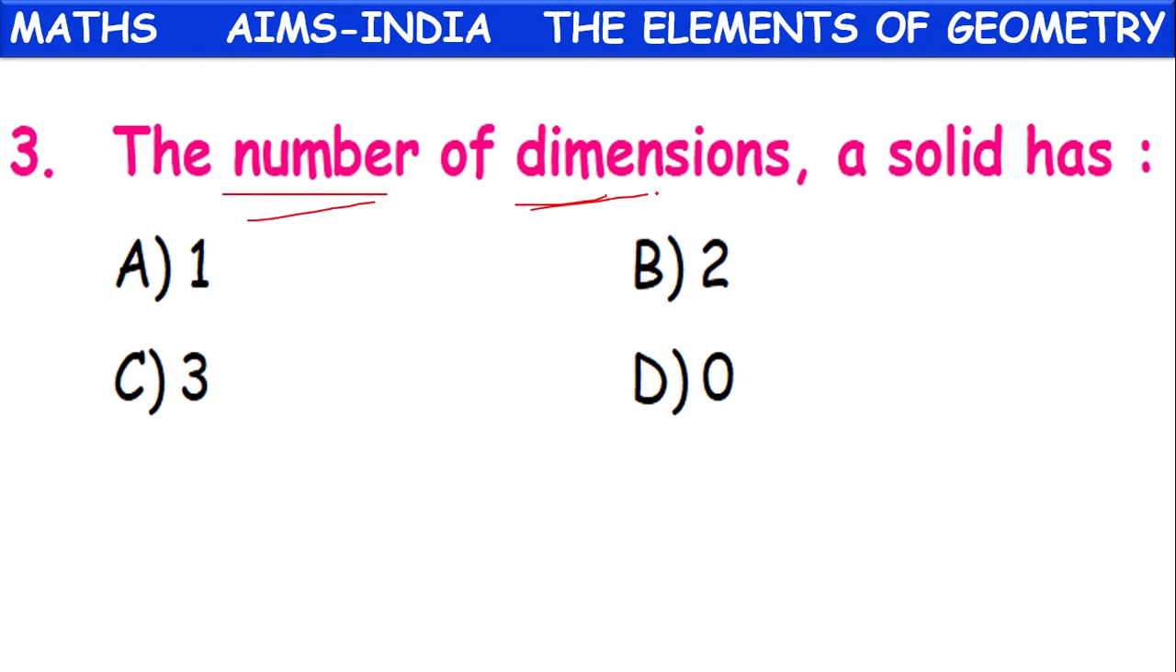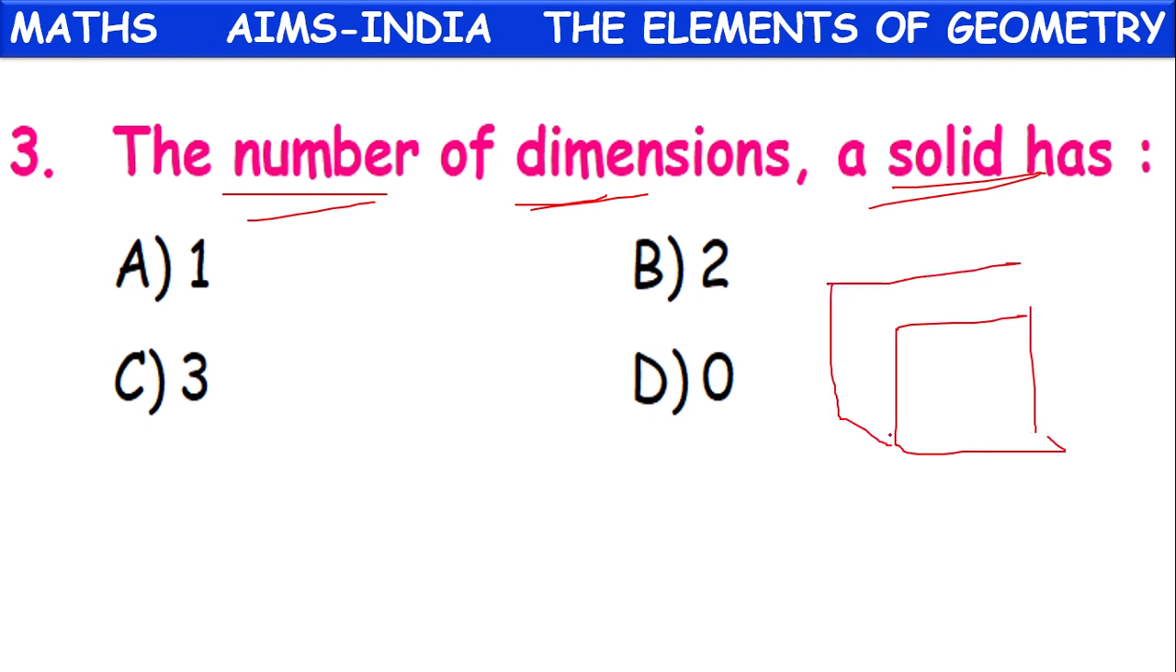The number of dimensions a solid has. Actually, solids are three-dimensional shapes. Three-dimensional shapes having length, breadth, height. So solids are called 3D shapes. So they will be having 3 dimensions. So answer 3.